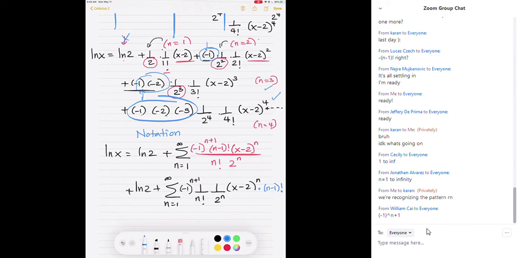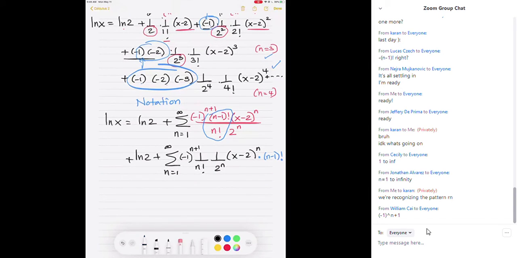And do we need to simplify? Yes, we can simplify this bit. And so here we go. Here is the final answer. So ln x is ln 2 plus summation 1 to infinity, negative 1 to the n plus 1, x minus 2 to the n.